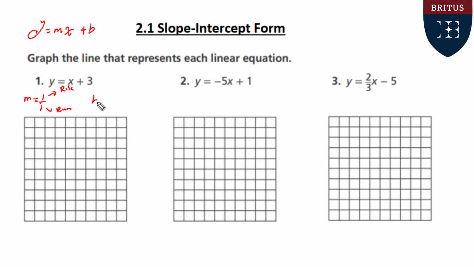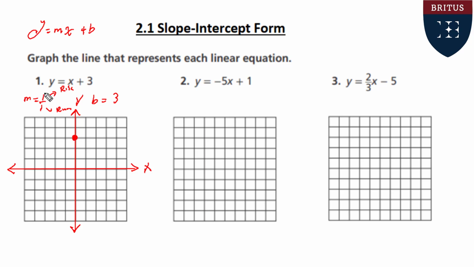And what about b, which is the y-intercept? The y-intercept equals 3. Now, how can we graph? Just draw x-axis and y-axis and ask yourself, first step, identify the y-intercept. X-axis is the horizontal line, y-axis is the vertical line. Y-intercept equals 3. Just count 1, 2, 3 and put the point.